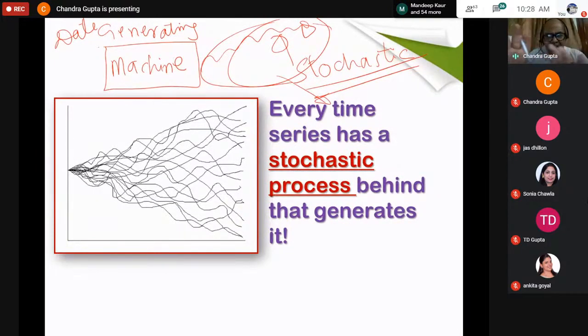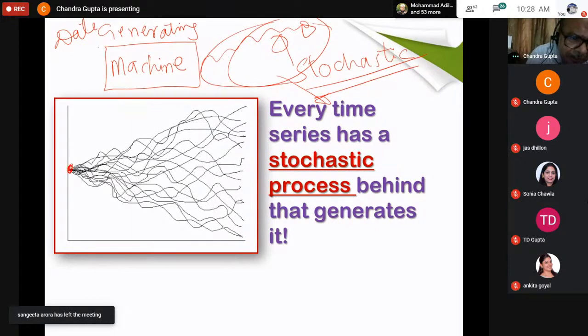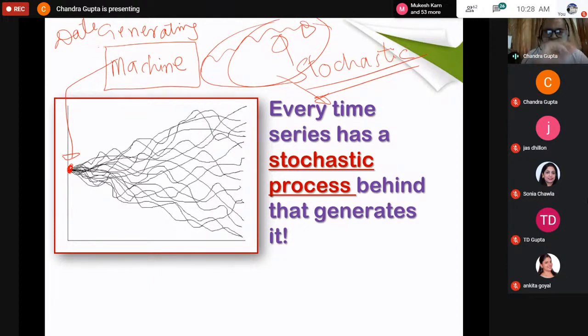At the back of every time series, you will find there is a stochastic process which is working and generating that particular time series. So you have a process here. Visualize that you have a machine working here and generating stochastic processes, and that will lead finally to a time series.